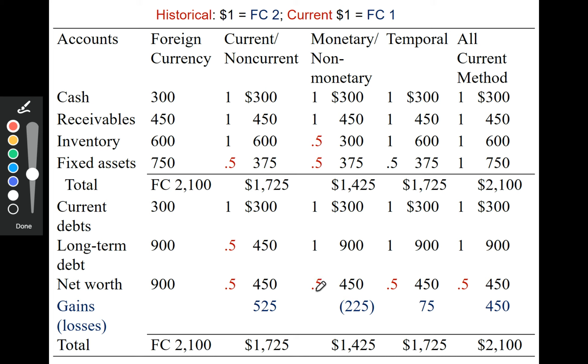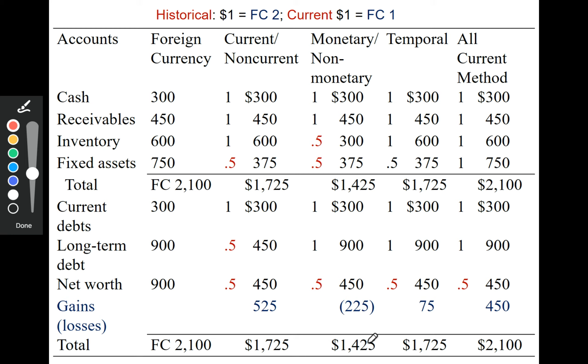We go to net worth or equity. Equity is always historical, or a half to foreign currencies historically purchased the dollar. Now 1 times 300 gives us $300. 1 times 900 gives us $900. Half of 900 gives us 450. Now we add up these three numbers on the liability and equity side of the balance sheet. We get 300 plus 900 is 1,200 plus 450 is 1,650. But it should be 1,425.